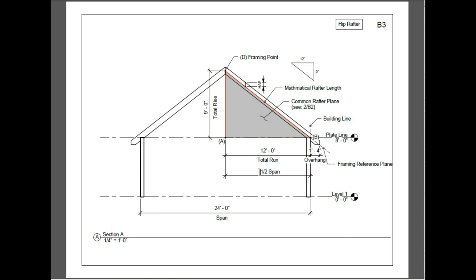Now we know the span is 24 feet. Half the span is 12 feet, which makes up the total run. On our drawing, this is indicated by point A to point B. The total rise goes from point A to point D. This will be 9 feet. And our pitch is 9 over 12.